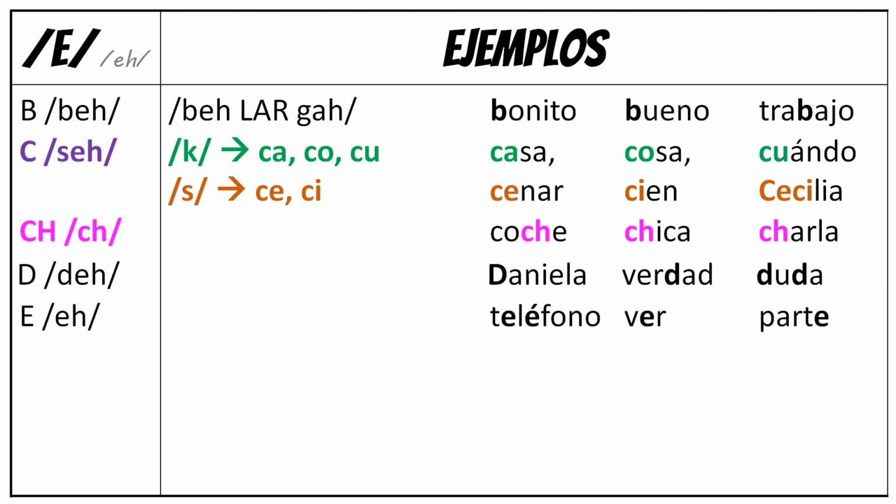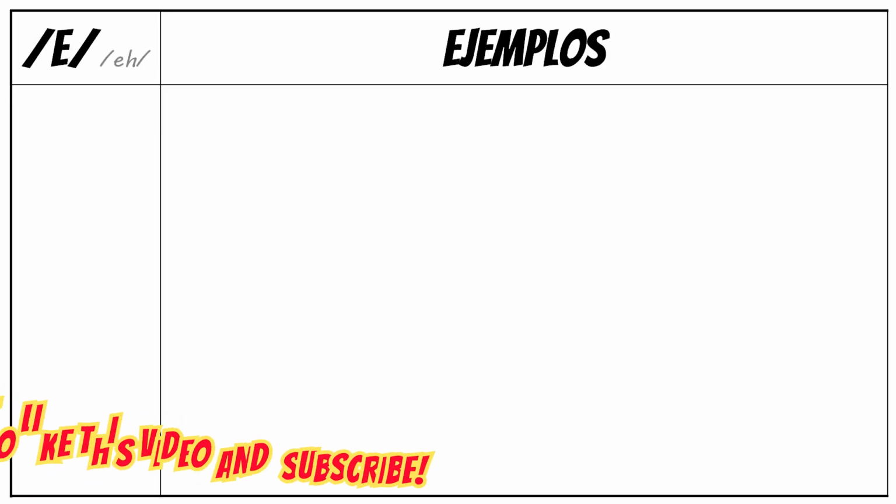E, as all vowels, will always sound E. They just retain their individual sound. No matter how we combine them, they will always sound the same. Teléfono, ver, parte, and some more letters.